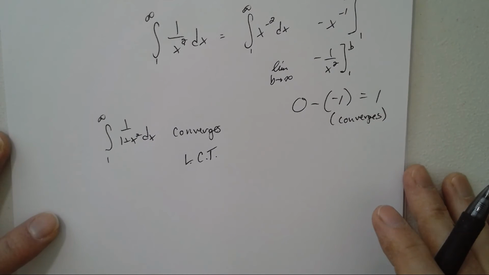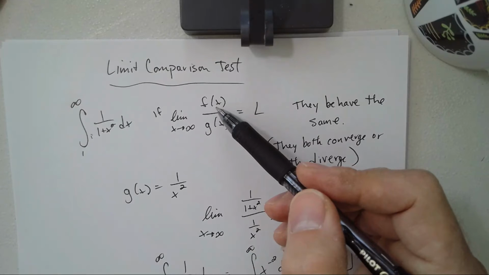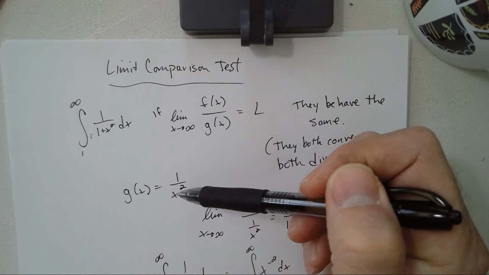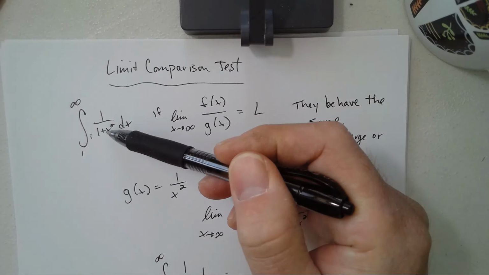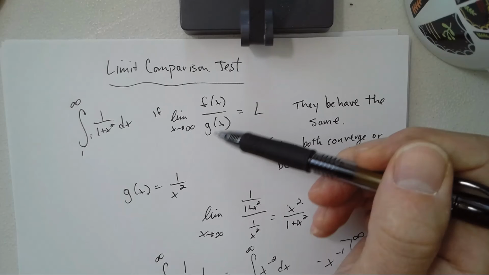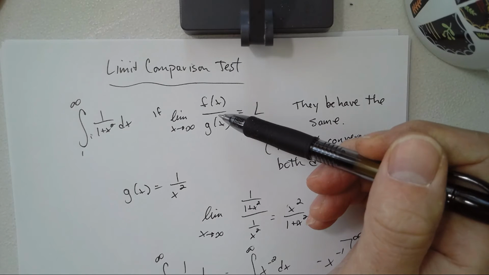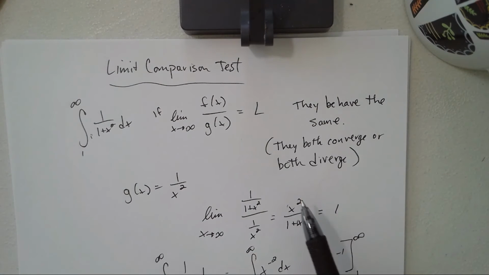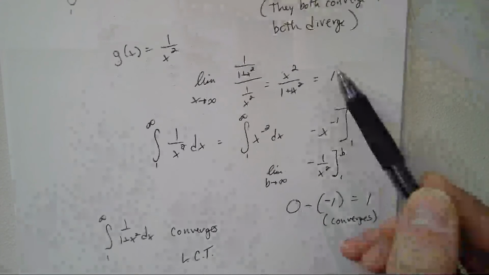Okay, so it's better because our g of x, we don't need to know if that one is bigger or smaller than 1 over 1 plus x squared. Because I could put g of x on top and f of x on the bottom, you know, if we had gotten 2 for an answer, upside down we would have gotten 1/2.